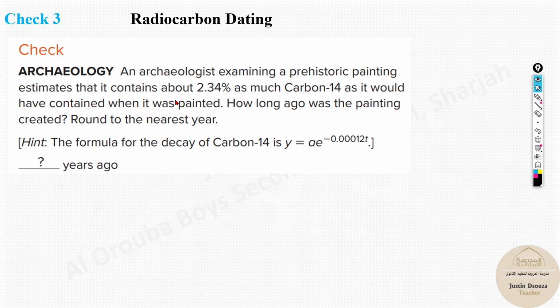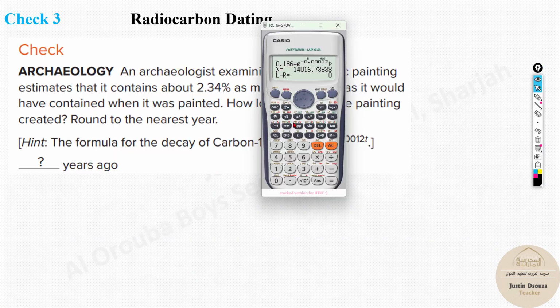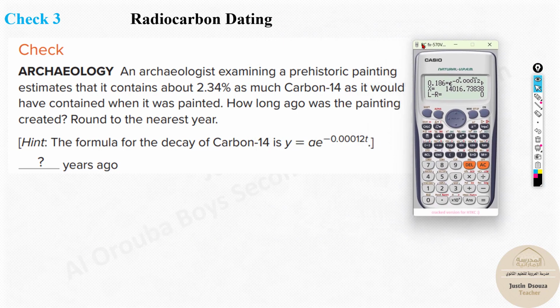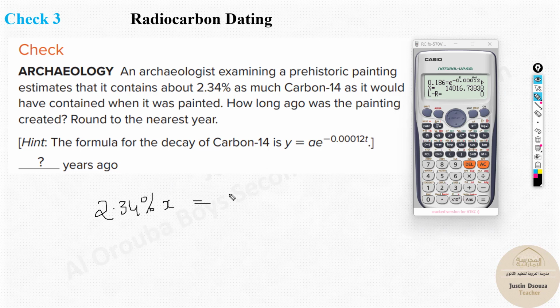Now this is the last problem, so we will quickly do this one now. Same type of problem, same method. Only thing is the value changes. Now here they have told it is 2.34% of carbon is remaining. That is equal to, initially it will be 100%. I'll write in percentage, okay? E to the power, what is the K value? It is 0.00012. We need to find the time.